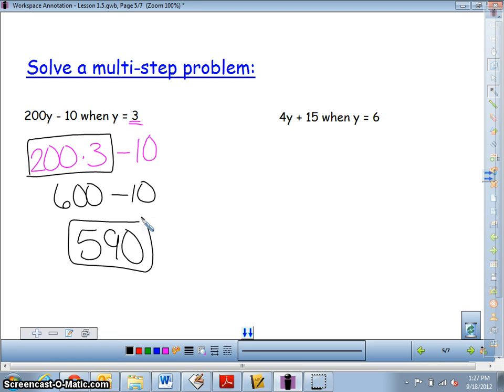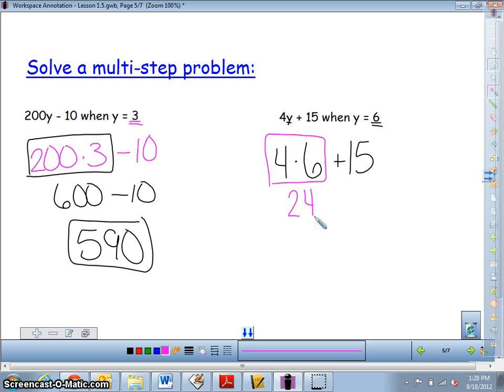So let's move on to this one. I'm going to take and substitute 6 in for the y. So when I rewrite my problem, I have 4 times 6 plus 15. So again, order of operations, I don't have any parentheses, I don't have any exponents, I do have multiplication. So I'm going to do this part of the problem first. 4 times 6, I know, equals 24. So 24 plus 15.